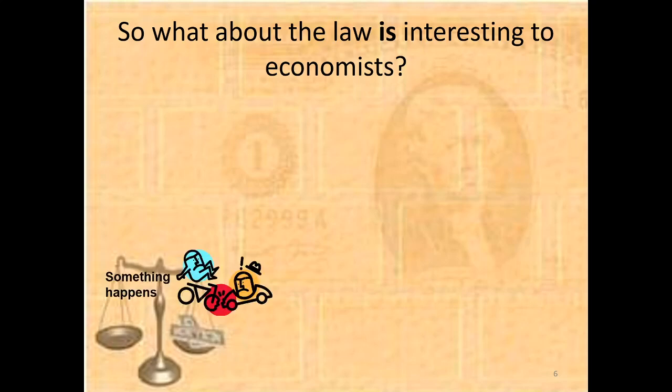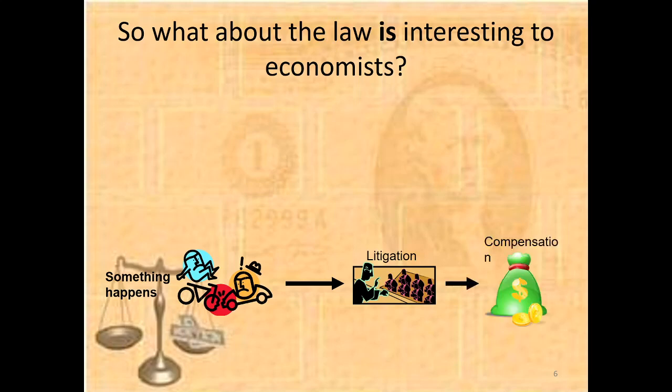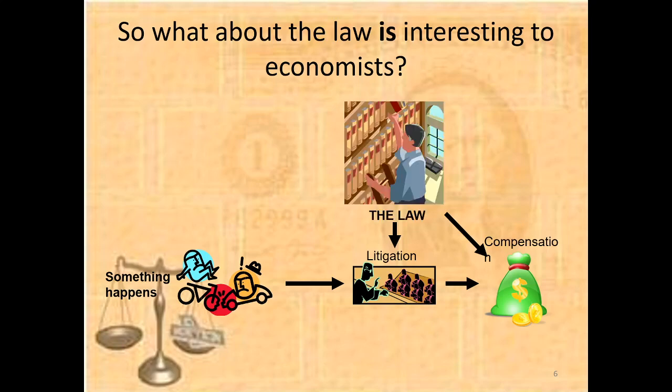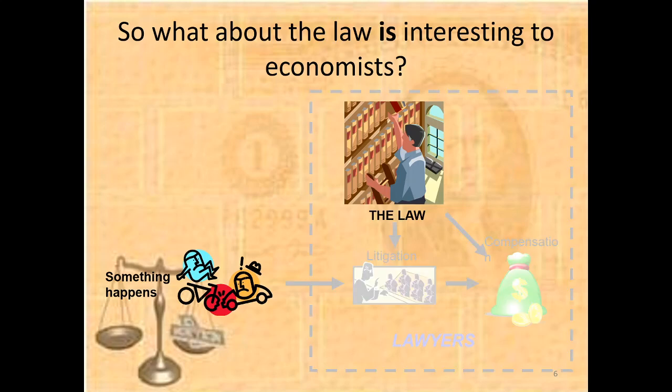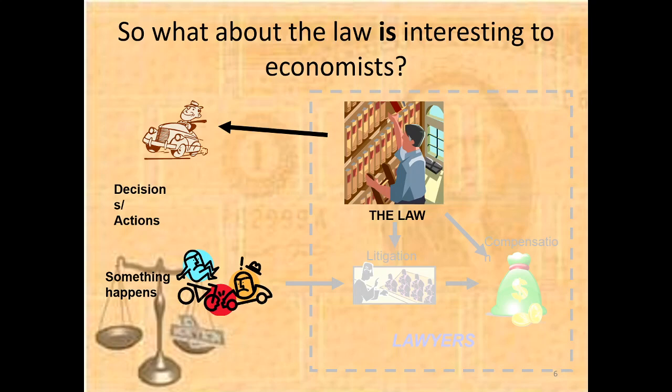So what about the law is interesting to economists? Let's look at an example. Suppose somebody drives a car and has an accident. Only after it happens can you litigate or sue the person, and then you will get compensation, which can be just or fair or whatever. For this litigation and compensation, you require someone called the lawyer, and the law. This is the job of the lawyers and the law.